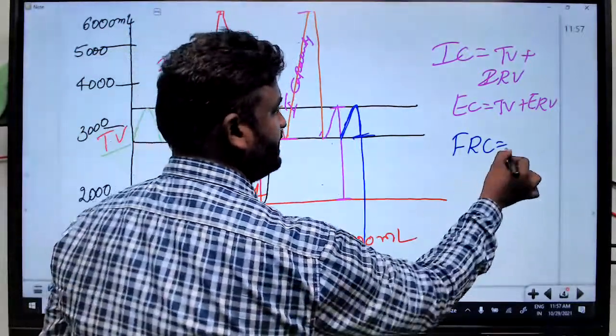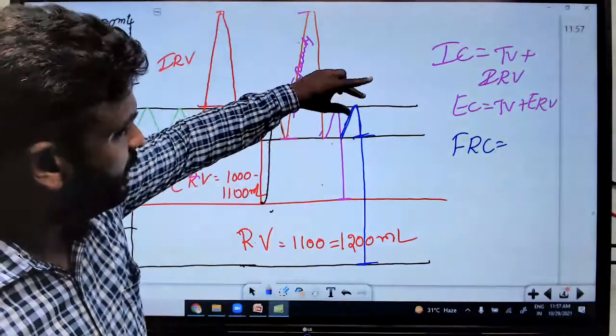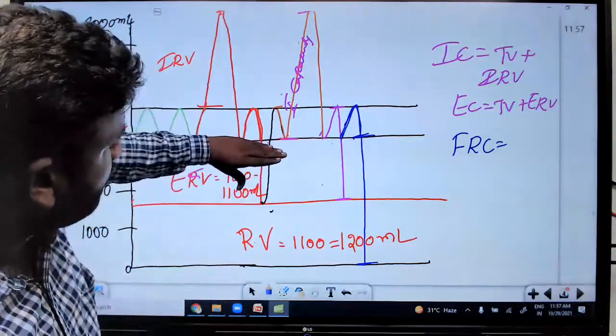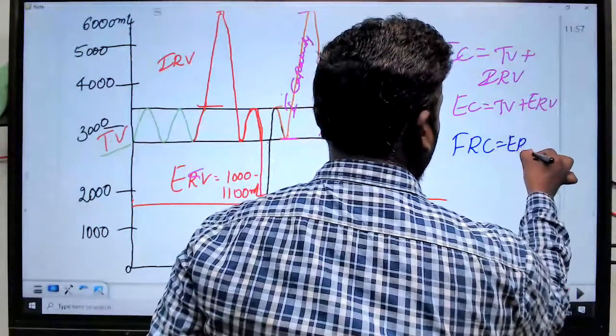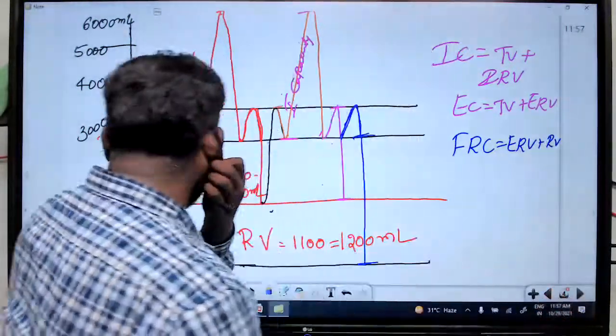This is FRC. Could you please tell me what is included here? What is this one? ERV. And what is this one? RV, right? FRC equals ERV plus RV. Based on that, we have to find out what ERV equals.